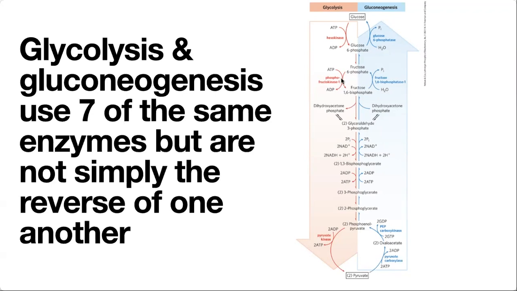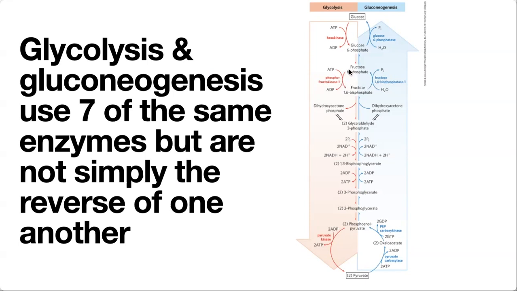Similarly, phosphofructokinase 1 is going to basically take fructose 6-phosphate and phosphorylate it again to give us fructose 1,6-bisphosphate. In the opposite direction, instead of just taking this enzyme and going in reverse, we're going to use a different enzyme, fructose 1,6-bisphosphatase 1, or FBPase.